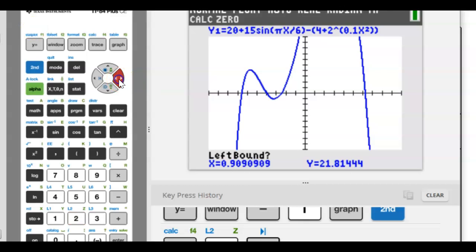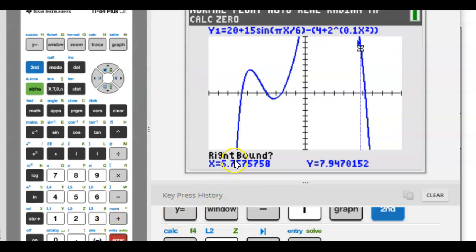Don't use up and down. Use left and right until I get close to where I can see a cursor. It's up off my screen. I could adjust my Y values, but I don't really need to, so I'm not going to. Right there is a cursor. That is to the left. So I'm going to hit enter.